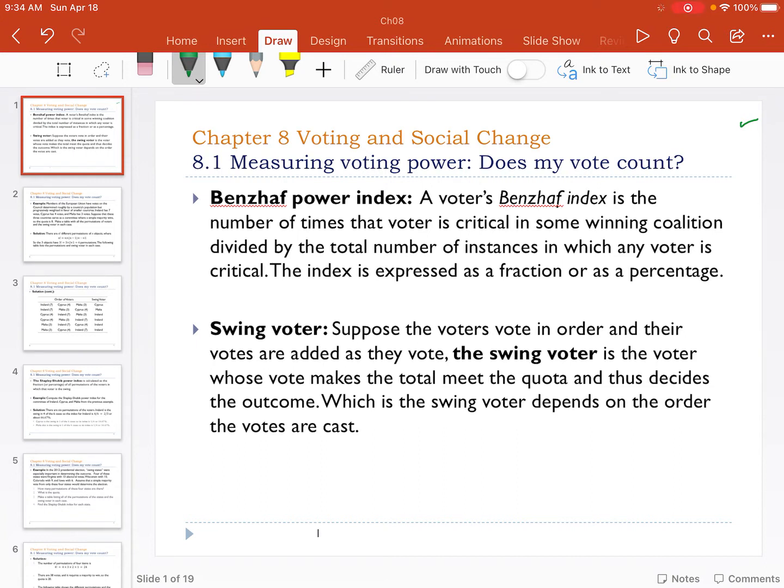But here we are in the middle of 8.1, measuring voting power. Does my vote count? We have some examples for you about some definitions. Once again, these really aren't about formulas, they're about practicing the procedures. You don't have to know how to spell the names, but you should remember the connection between Banzhaf and what we do with him, and Shapley-Shubik and things like that, which have names put on them because they were considered groundbreaking at the time.